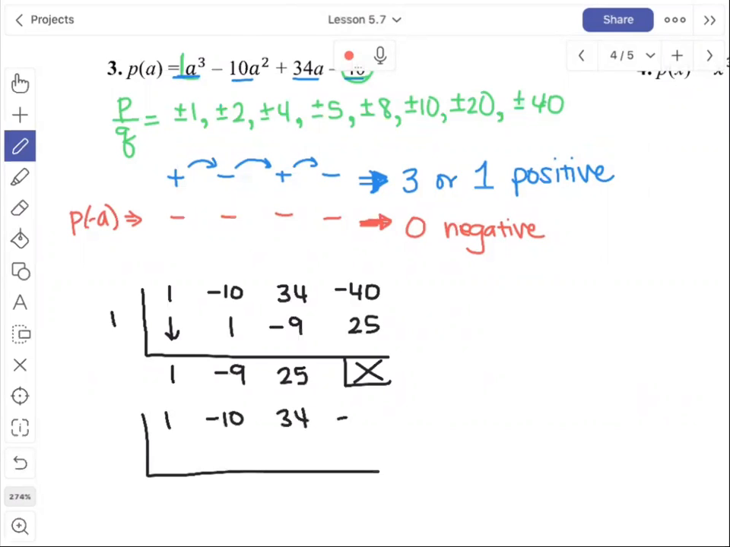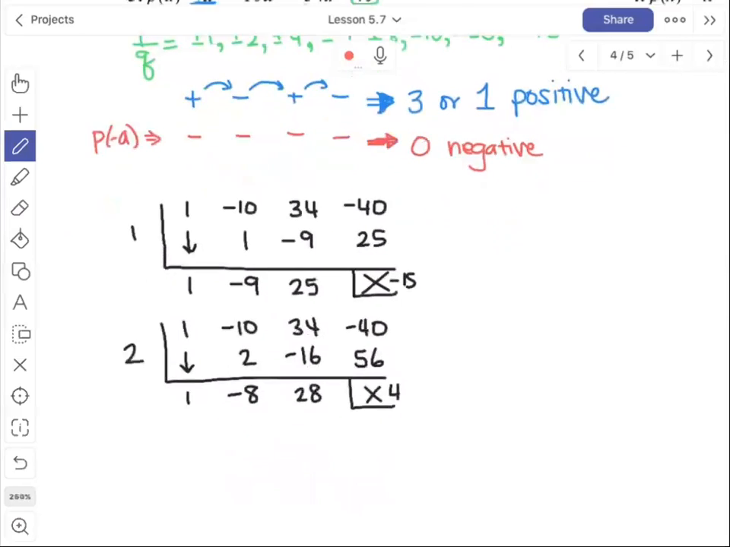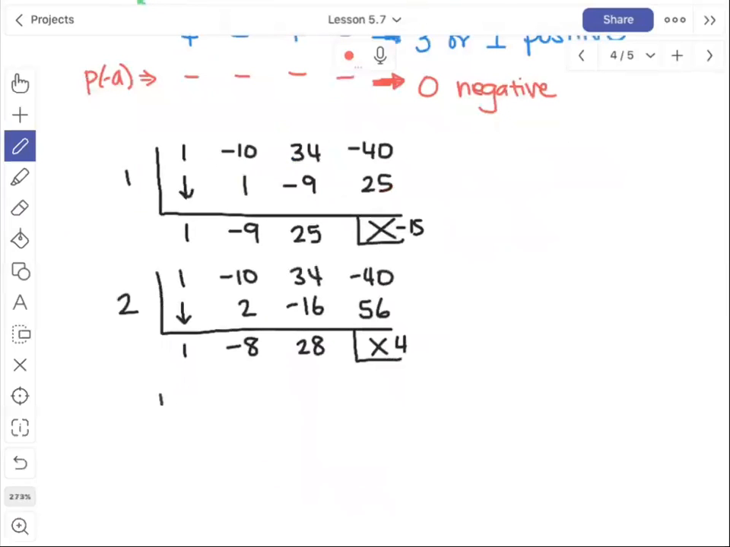Let's try +2. 1, multiply, -8, multiply, add that, I get 28. And, ooh, not quite. But getting a little closer, right? If you look at the remainder, this one would have been negative 15. This would have been positive 4. So I'm getting closer to getting a 0 remainder. All right, so that's promising.